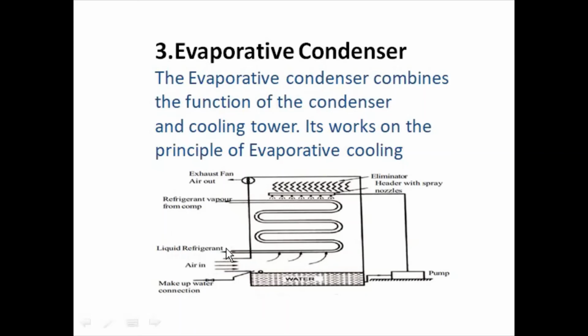I have liquid refrigerant and I have refrigerant vapor from the compressor. Here we have refrigerant from the compressor entering the condenser, and after condensation it comes out as liquid refrigerant. Here the condensation is done in this construction. Here also we have an exhaust fan, air out. Yeah, those are the main features of the evaporative condenser.